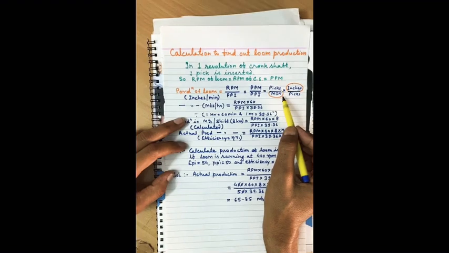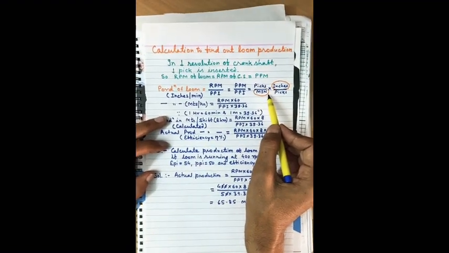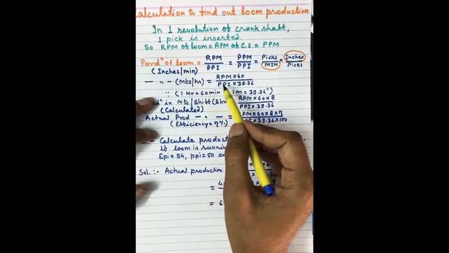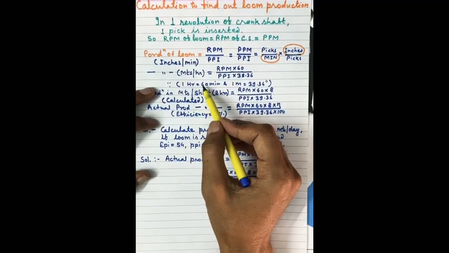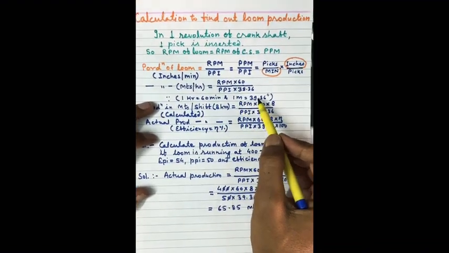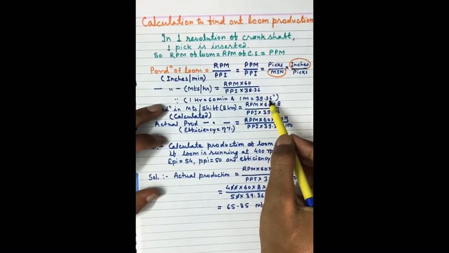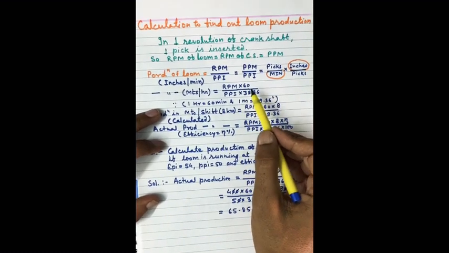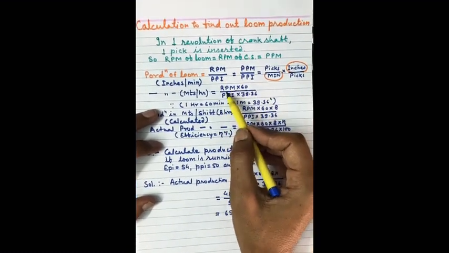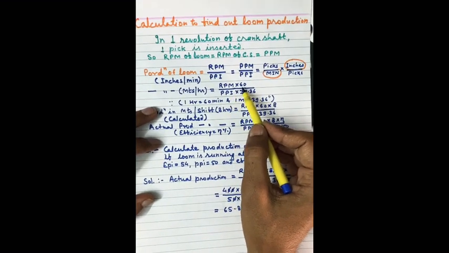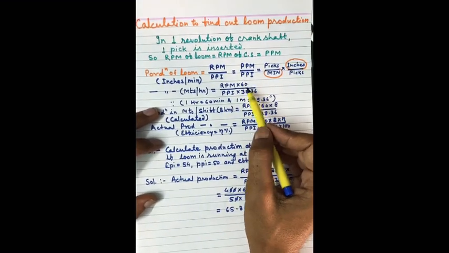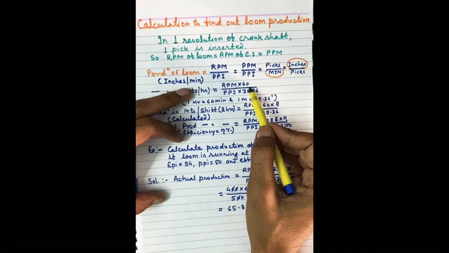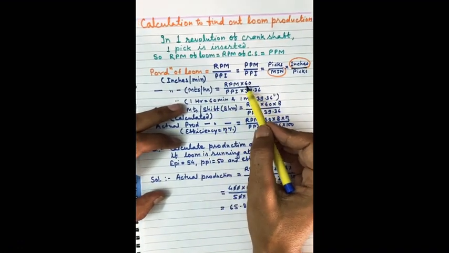But if we require the production of the loom to be calculated in meters per hour, then there will be slight changes. In 1 hour we have 60 minutes, and 1 meter is equal to 39.36 inches. So putting these conversion factors into this formula, the formula will become rpm into 60, revolutions per minute into 60, so that the minute will get converted into hour. So in 1 hour we will have production.